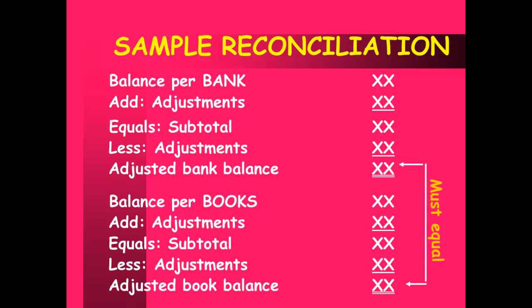Here's a sample of what one is going to look like. We're going to have the balance per the bank. We're going to add some things. We're going to subtract some things to get an adjusted balance per the bank. We have a balance per the books. We're going to add some things. We're going to subtract some things to get an adjusted balance per the books. When we finish, the adjusted balance per the bank and the adjusted balance per the books should be the same.